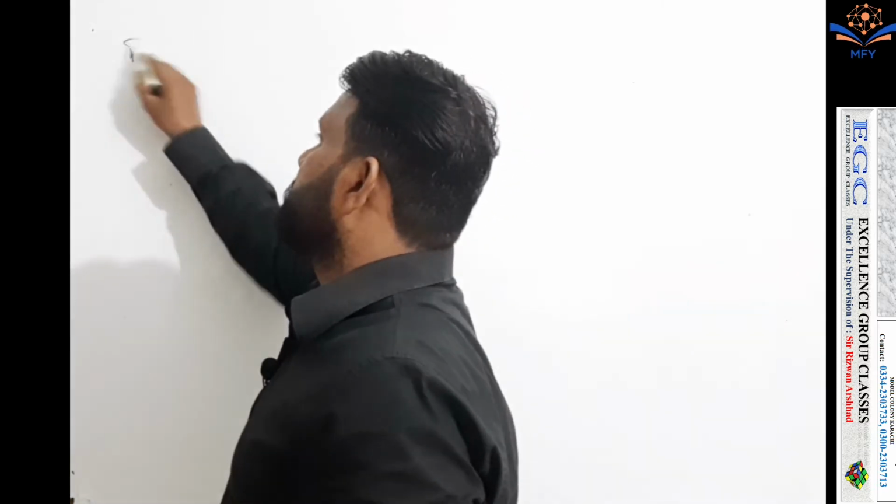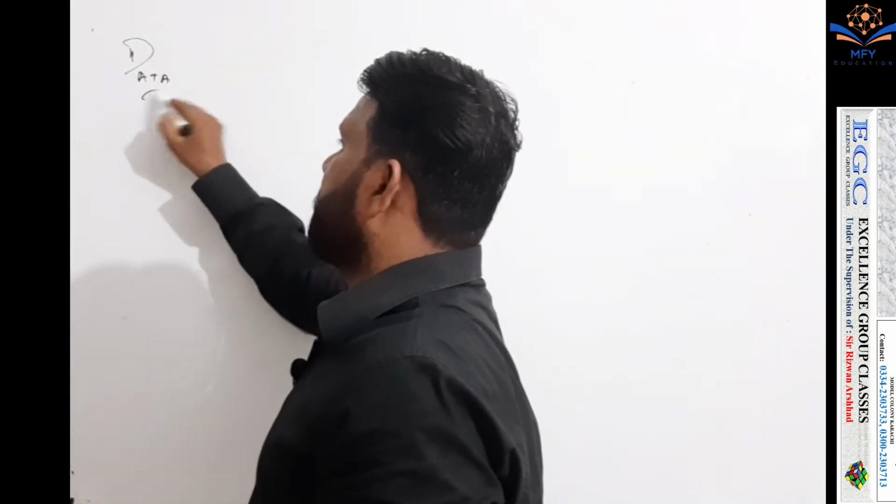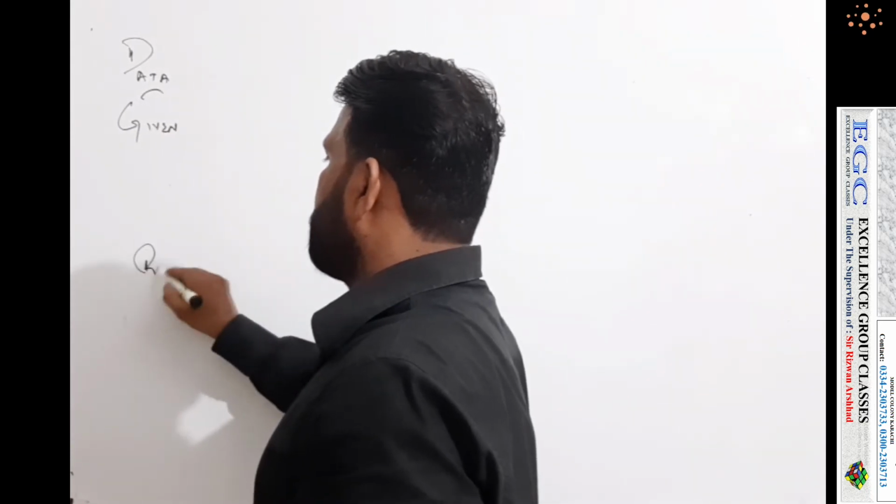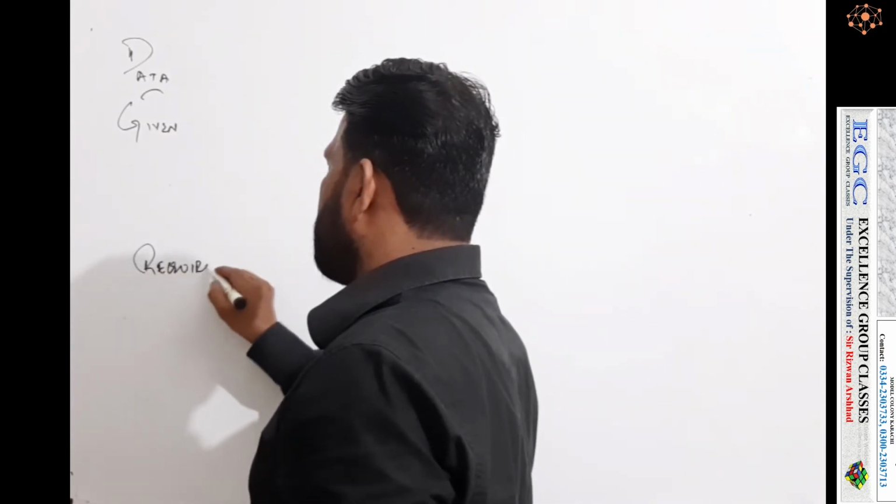So question number 1 is: calculate the mass present in 2 moles of carbon dioxide. First of all, we will write data given and required. Then we will solve this numerical to calculate the mass of carbon dioxide in 2 moles of carbon dioxide. First of all, we will discuss the data given and required.